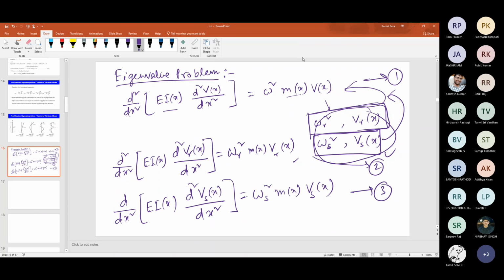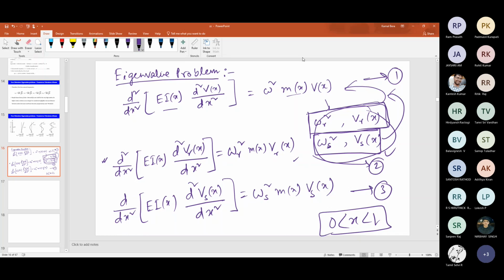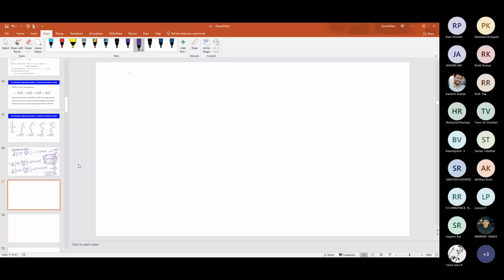Now multiplying equation number 2, that is this equation, which is for Vr, I'll multiply this by Vs(x) and integrate by parts over the entire domain. My domain is 0 to L, x is from 0 to L, where L is the length of the beam. So I'll multiply this equation by Vs(x) and do the integration over the domain using by parts.